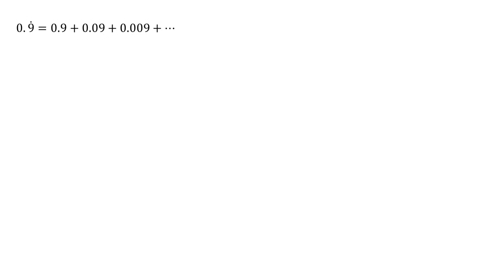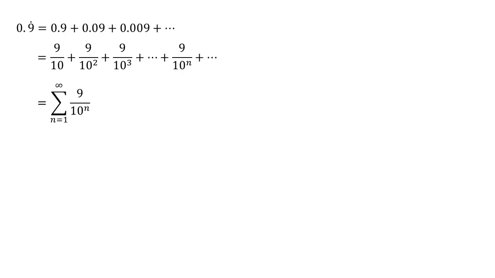Let's think of 0.9 recurring as a sequence being added together. So 0.9 plus 0.09 plus 0.009, and so on forever and ever. Well, this sequence, we can rewrite it as 9/10 plus 9 over 10 squared, so that's our 0.09, 9 over 10 cubed, and so on, where every term is just 9 over 10 to the power of n, where n is a whole number. And we can rewrite this as a sum.